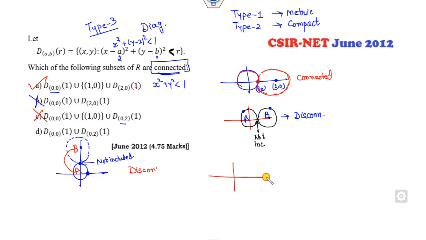Last option is, again, (0, 0) and (2, 0). So (2, 0) is here and it looks like this. Again, this point is not included. You are unable to move from one set B to A. So again, this is disconnected. So the only option A is the correct option, because in this set, this point is included in this L.